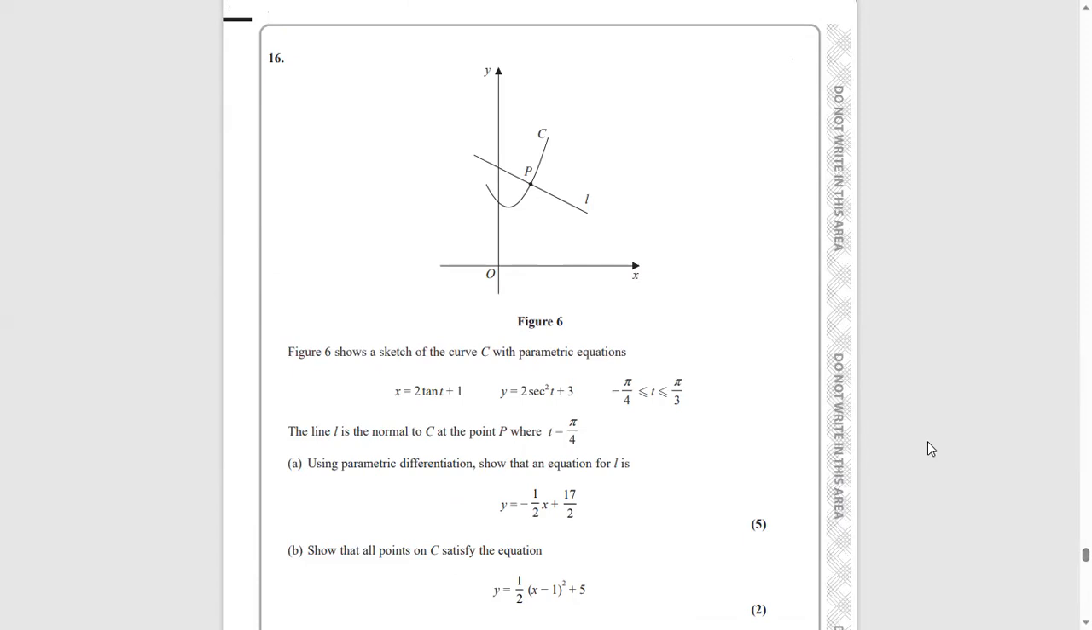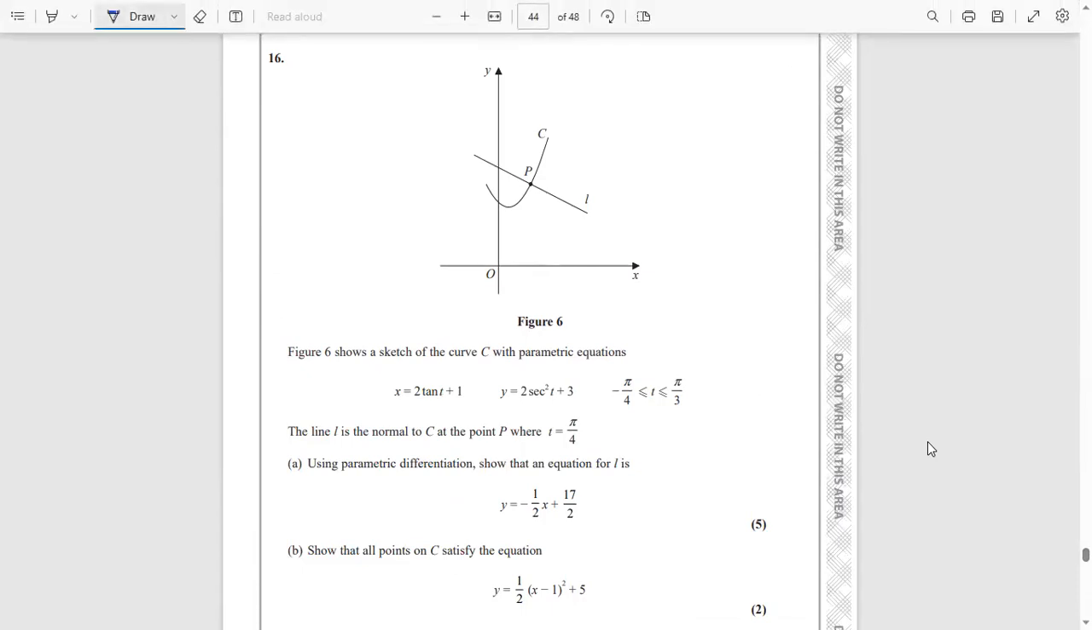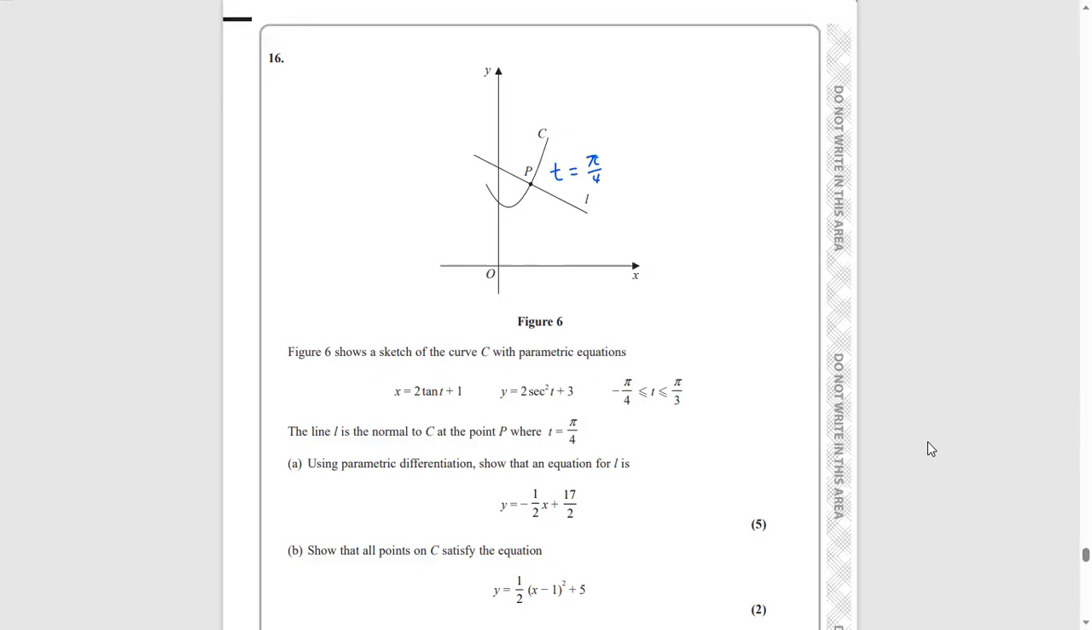And then we've got this L here, which is the normal line to C at the point P. And at that point specifically, we've got that t is equal to pi over 4. So just make a note that this is when t is pi over 4. Okay, so we've got that point P there. Using parametric differentiation, show that the equation of the line L, which is the normal line, is this here. So part a of the question wants us to use parametric differentiation.